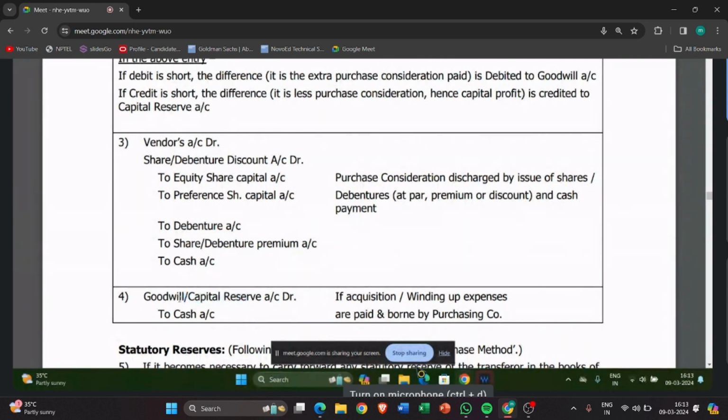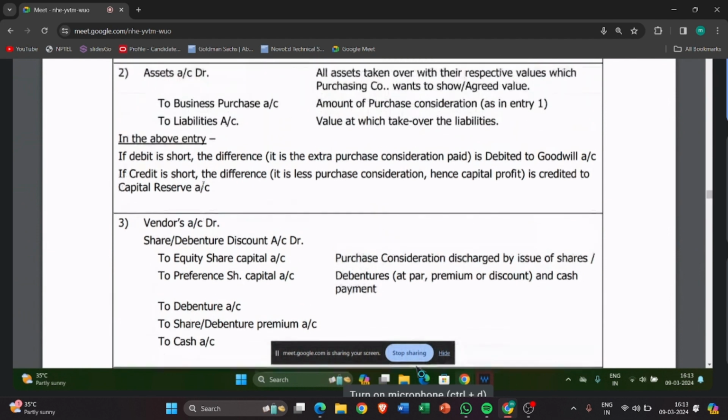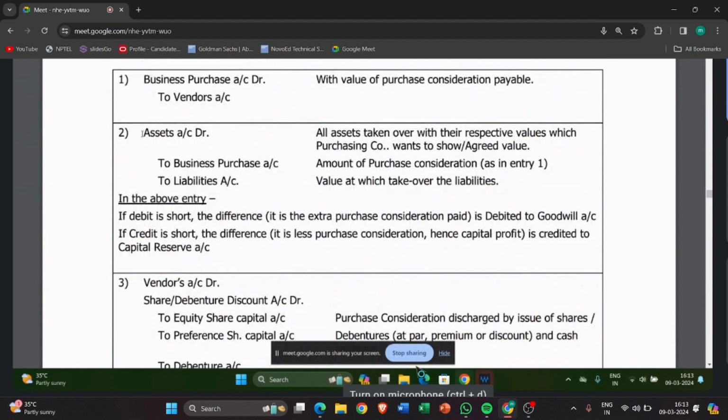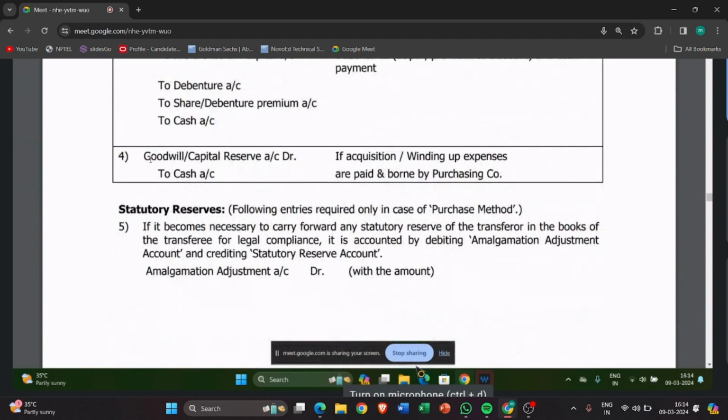So the entry for realization or liquidation expenses is goodwill account debit, or capital reserve account debit, to cash account. When will you know which one to write? You'll have to see the incorporation entry. Whatever came up there, whether you got goodwill or a capital reserve, the same will be debited here. So if you got goodwill, write goodwill to cash. If you got capital reserve, write capital reserve to cash. Clear?